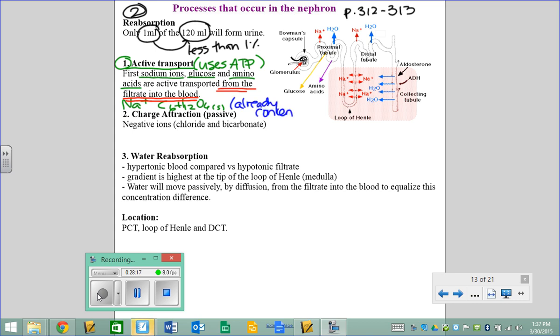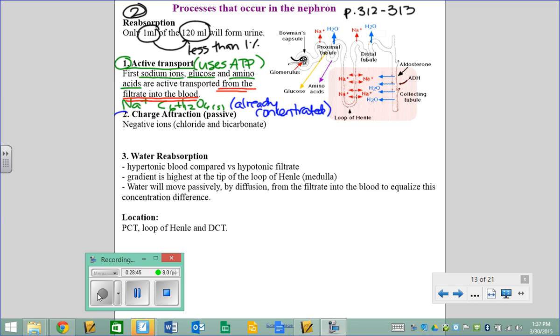So I'm just going to make a note here. You would have learned in grade 10 science that in active transport, molecules move from low to high concentration. So they're not trying to spread out. We're trying to get them all on one side of a membrane, let's say. In this case, we're trying to get all of the sodium we can and all of the glucose we can out of the filtrate back into the blood.